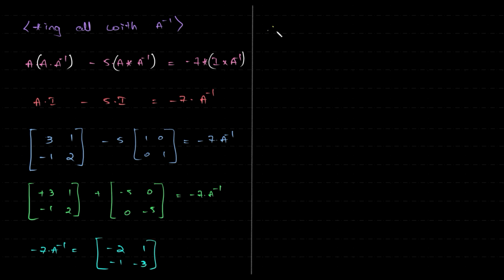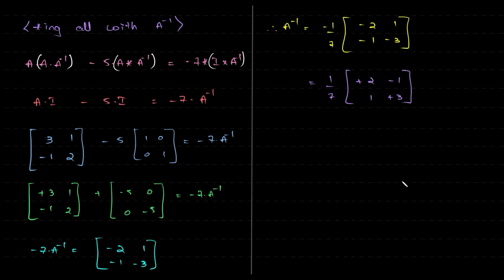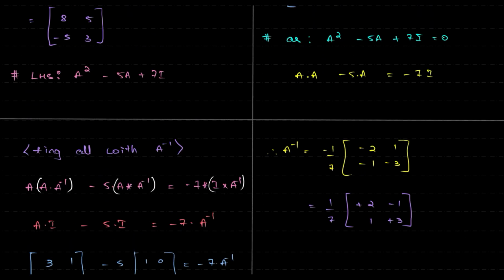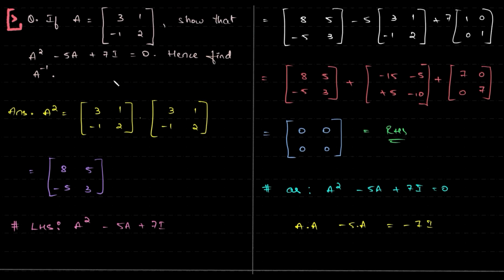And finally, we have A inverse is equal to minus 1 by 7. We can multiply, and I think we should multiply this negative. So finally we have 1 by 7 times of the matrix plus 2, 1, minus 1, plus 3. So this is how we figure out the inverse of a matrix, provided we have such an equation.